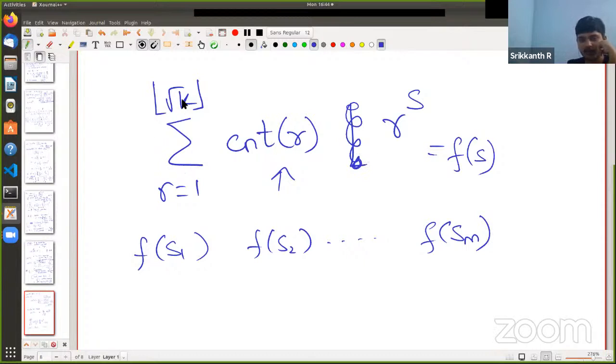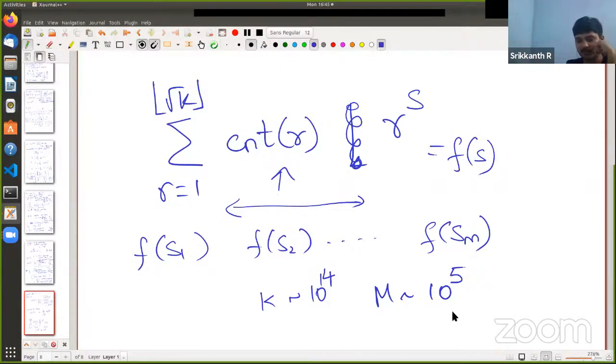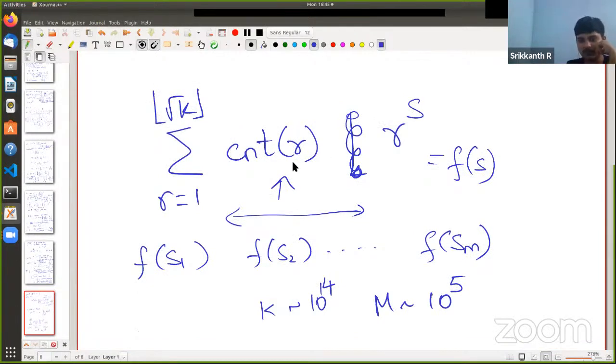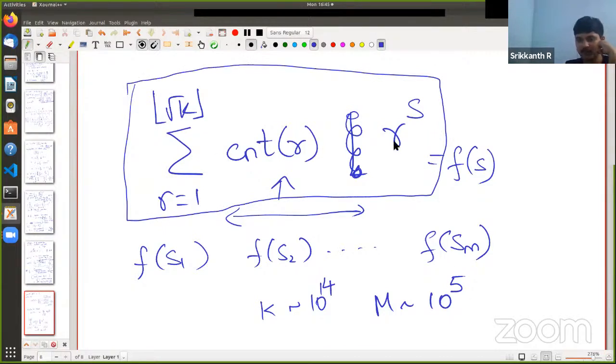But still, we cannot afford to do this because m is 10 power 5 here, and k is 10 power 14. We cannot afford to even calculate the sum for each s, right? Because m is 10 power 5, and square root of k into m is not fast enough to get AC. So let's see how to find this summation for m different values of s efficiently.